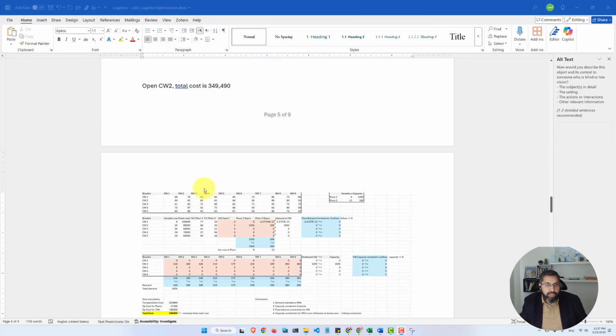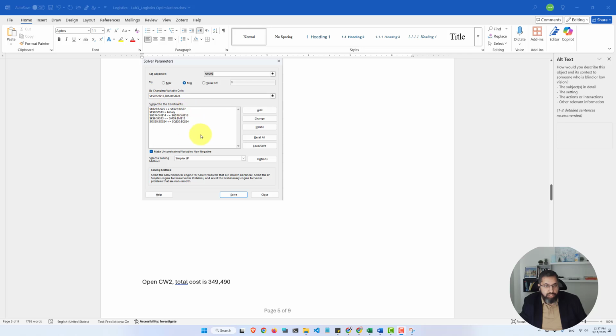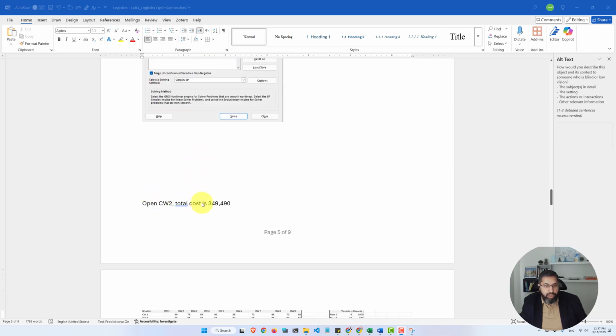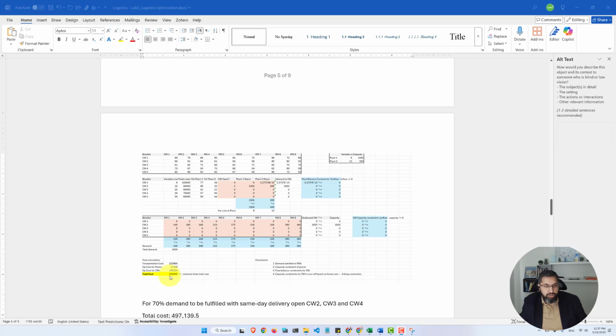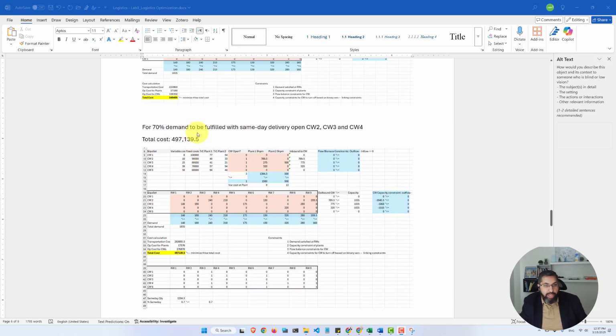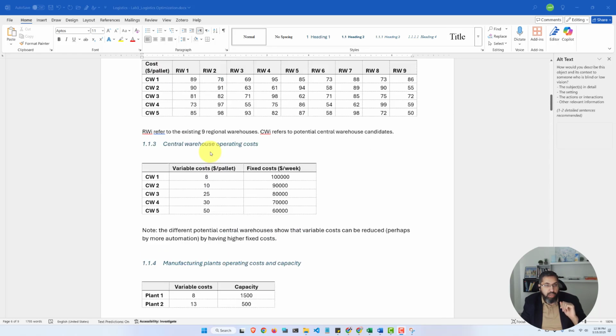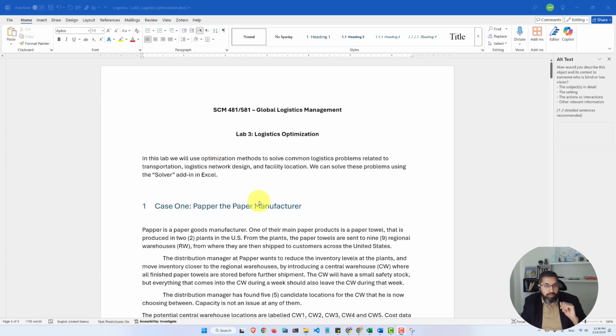So you can see that in a Word document, you'll put in the first screenshot, you'll put in the answer to the first question and the screenshot supporting it, your total cost, and which central warehouses to open. Then you'll put in the answer to your second question. For 70% of demand to be fulfilled with same day delivery, we open these 3 central warehouses, and the total cost goes up to this, right? So that's what will go in your Word document for this lab for the answer to case 1 about Papper, the paper manufacturer.